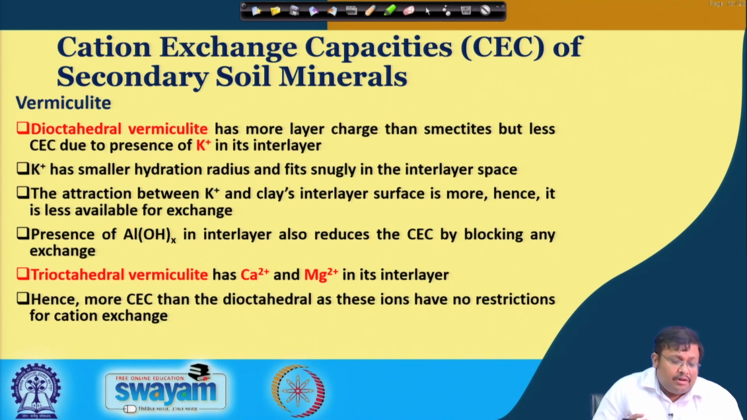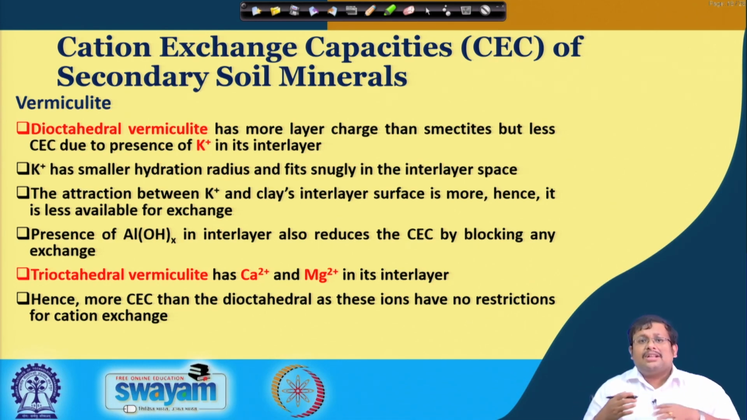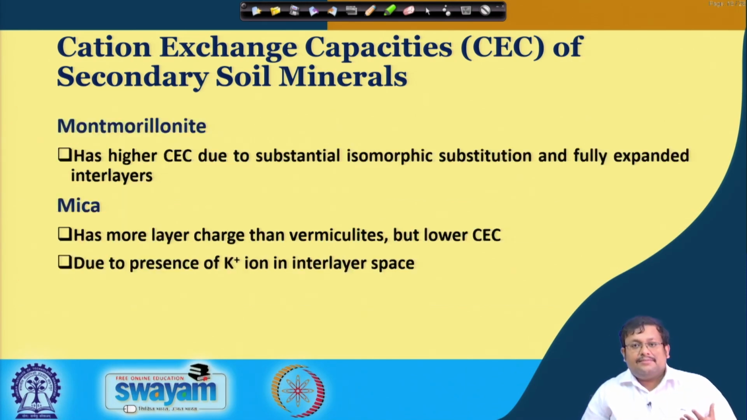If you see vermiculite, dioctahedral vermiculite has more layer charge than smectite, but less CEC due to the presence of some potassium in the interlayer. K plus has a smaller hydration radius, so it fits snugly in the interlayer space. The attraction between K plus and the clay's interlayer surface is stronger, hence it is less available to exchange. Trioctahedral vermiculite has calcium and magnesium in the interlayer, so it has more CEC than dioctahedral vermiculite because there is no restriction for cation exchange.